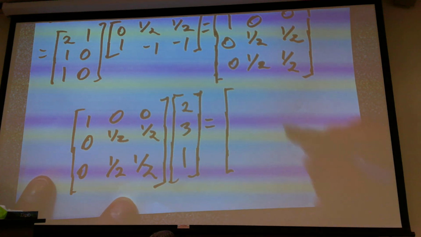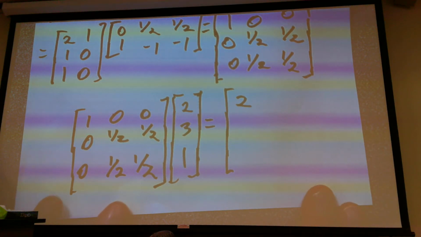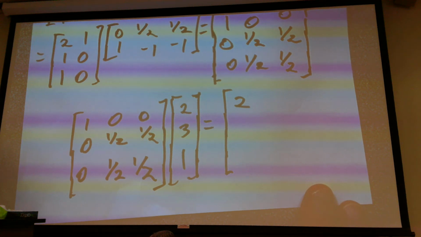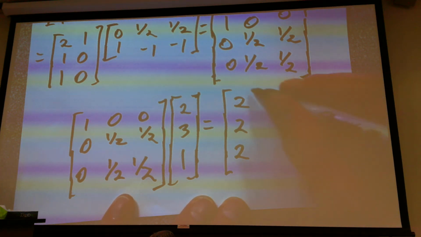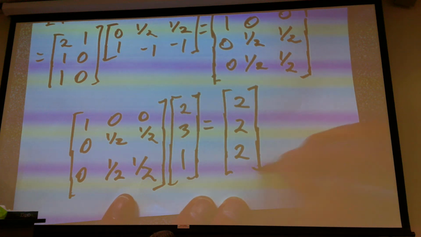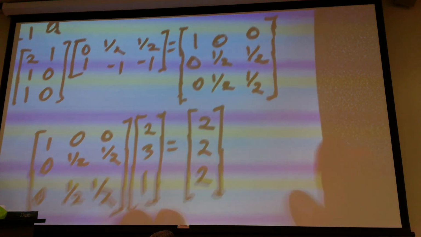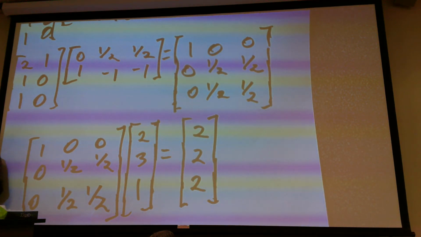Okay, so this first term is just going to be a 2. All right, so the next term is going to be 3 halves plus 1/2. So that's really 4 halves, which is 2. And the bottom guy is 2. And that is the answer. Well, that's the projection of that vector onto that plane.